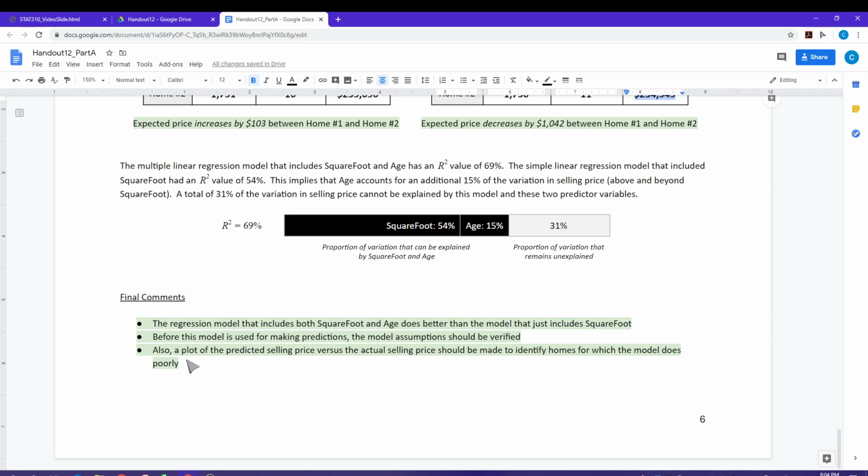Also, JMP does not provide this for multiple linear regression, but you should make a plot of the predicted selling price against the actual selling price. That should fall on a nice straight line, on the y equal x line. If they fall on the y equal x line, that means that my predictions are close to the actual selling price. If that's not the case, then that'll indicate where your model is doing poorly. So I typically create that plot just so I can see whether or not my model is doing a good job at predicting.